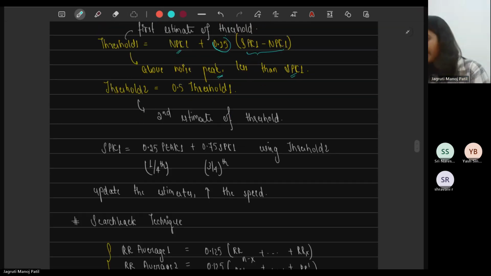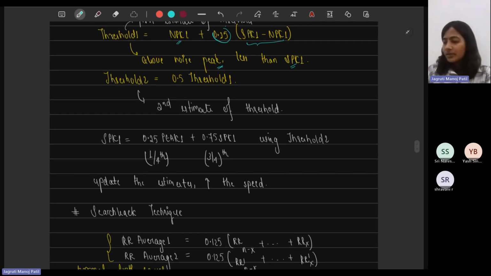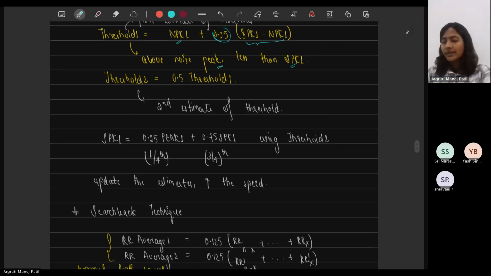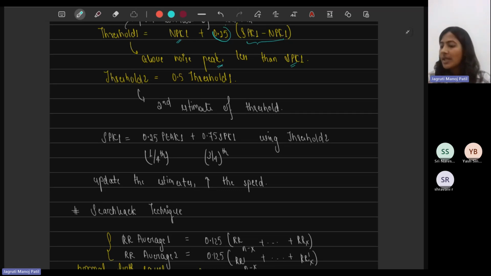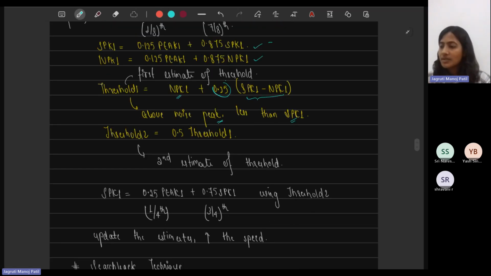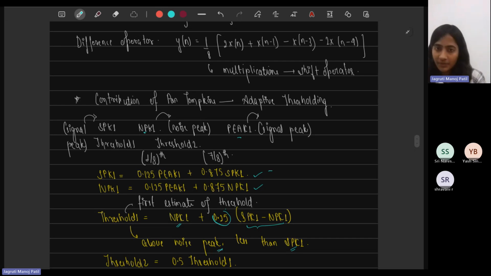So doing it this way, they saw that we'll update it again and again. So we are able to get a precise approximation of the signal that we are looking into. Hence, we're increasing the speed and getting a faster estimation. So this algorithm was called adaptive thresholding.